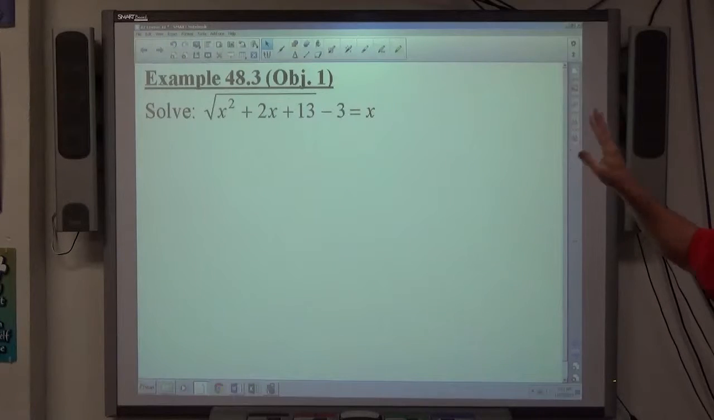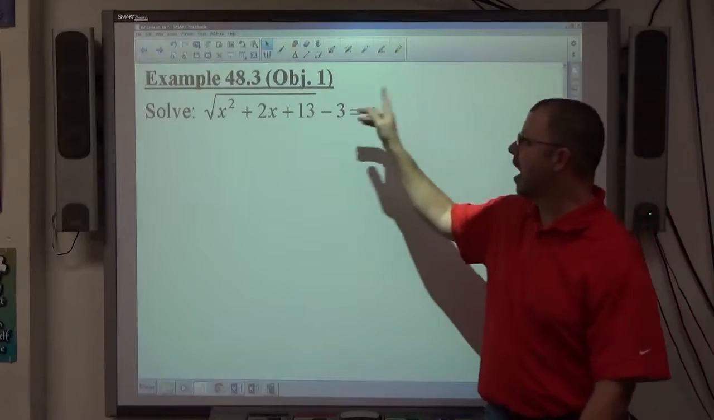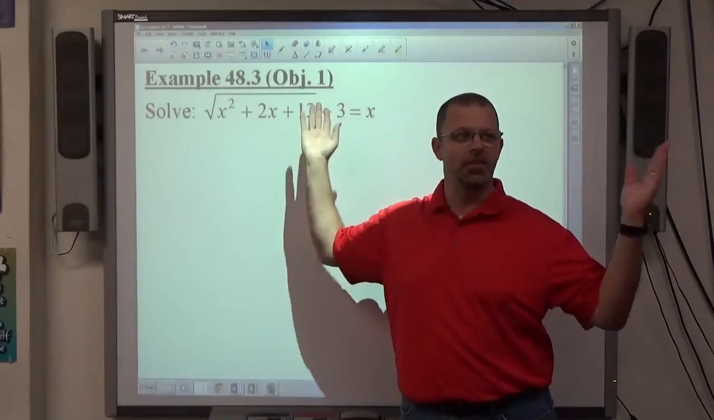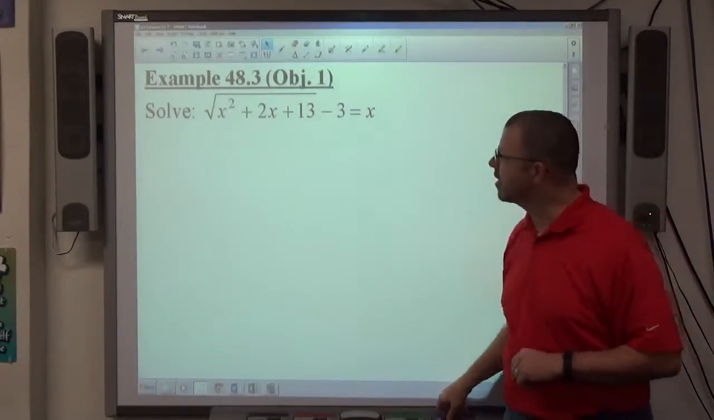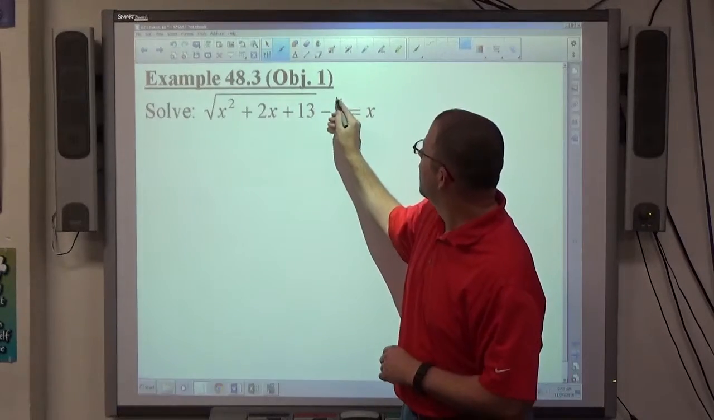All right, moving on to example 3. This one's going to be a little more challenging, and you're going to see why in just a moment. First of all, obviously there's an x squared in it. That obviously makes it harder, right? But the real thing that makes it harder is this. You got a minus 3.